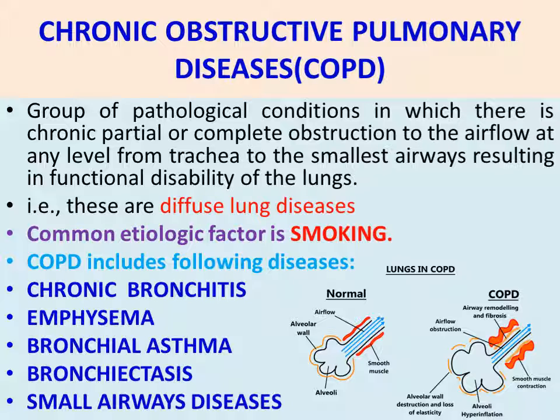You can see in the diagram the difference between normal lungs and COPD. So in COPD, there is airway remodeling and fibrosis, smooth muscle contraction, airflow obstruction, alveolar hyperinflation, alveolar wall destruction, and loss of elasticity of the alveoli capillaries.